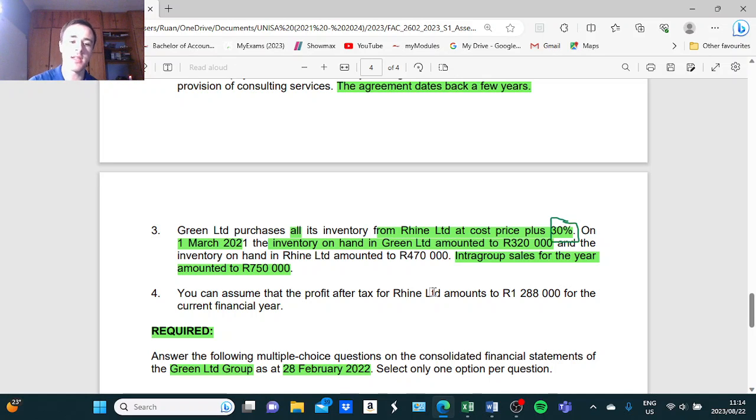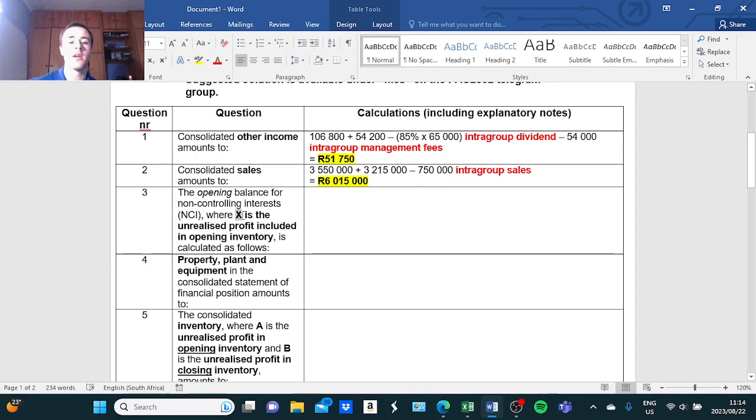How do we determine this? Because Green Limited has purchased the inventory intergroup, its opening inventory will include unrealized profit that we must eliminate for consolidation purposes. In question 3, they have not asked you to calculate the amount of unrealized profit in opening inventory, but I will do that just so that you can better understand the elimination process.